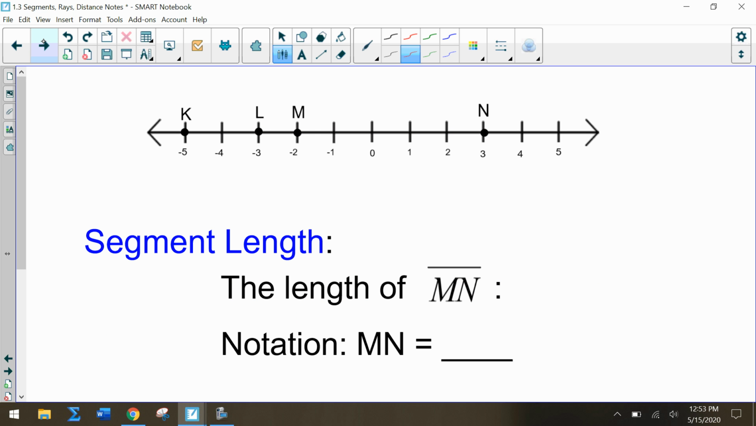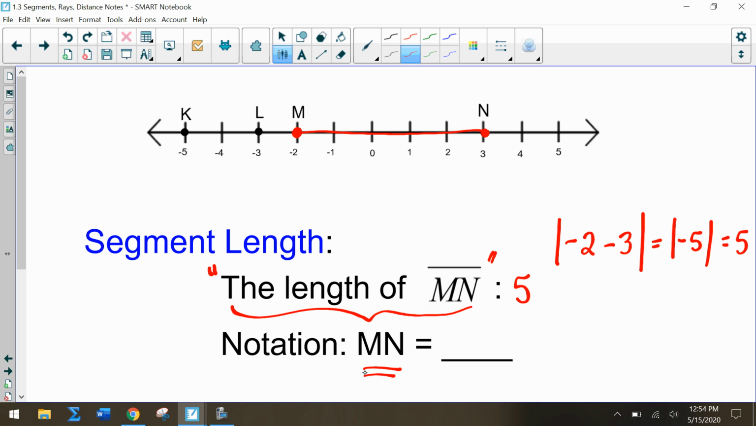So for segment length, let's look at 2 different ones. The length of line segment MN, starting at -2 and going to 3, I could say -2 minus 3, take the absolute value of that, and I get -5. So I get 5. But this notation here, the length of MN, can be rewritten as just MN. So if I see MN without the bar above it, we know that's asking to find the length of the segment. And I know the length of the segment is 5.